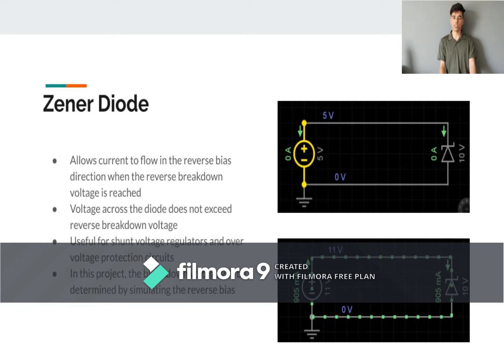The voltage across the diode cannot exceed the breakdown voltage. Because of this property, Zener diodes are useful as voltage regulators and overvoltage protection circuits. In this project, the breakdown voltage will be determined by simulating the reverse bias.